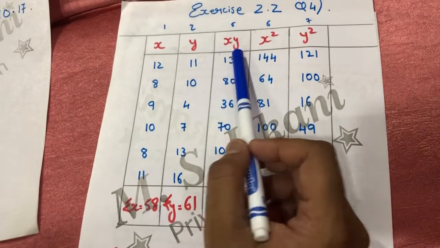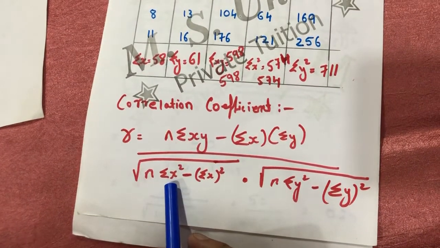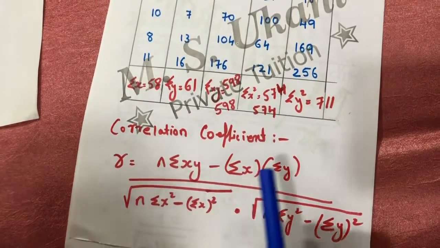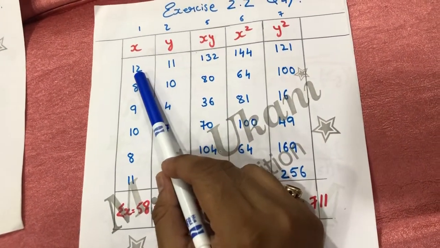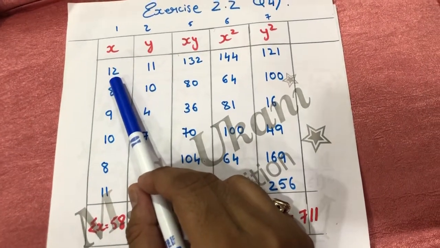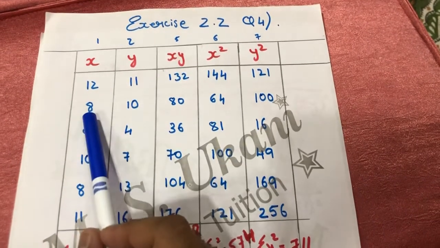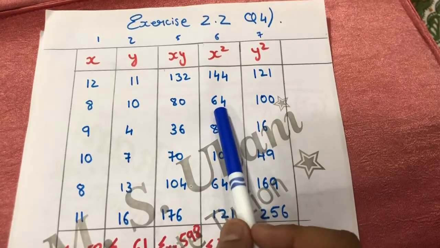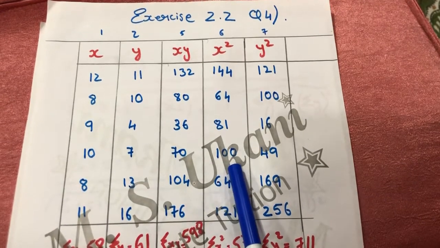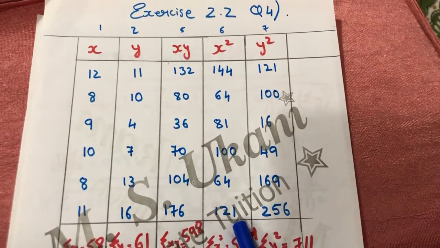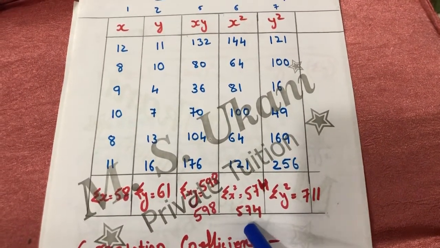Okay. Now after that, let us observe in the formula, here the x square is there. Okay, so we will prepare the fourth column, that is x square. Means we have to do the square of 12 on the calculator, means 12 multiplied by 12, that is 144. Okay, 8 multiplied by 8, that is 64. 9 nines are 81. Okay, 10 square will be 100. So in this way we will prepare the x square and we have to add all the column, that is 574.